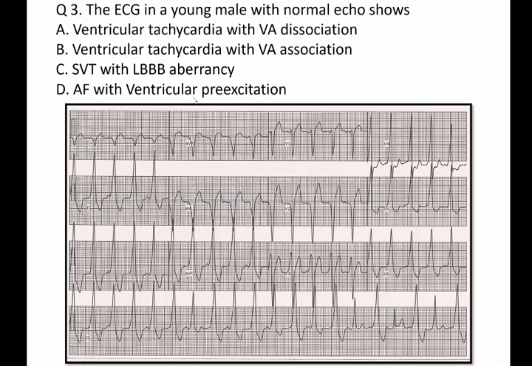Now let's see, it is most likely ventricular tachycardia, but do we have VA dissociation or VA association? Now let's look at the rhythm strip. You find that there are wide QRS complexes, but you see that this QRS complex is a little narrow. And if you go further, you find another QRS complex which is narrow, and another one which is even narrower and probably normal looking. And then you have another QRS which is also narrow.